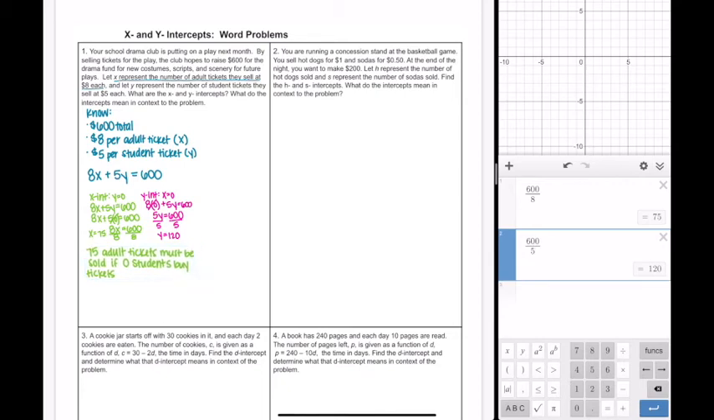Okay, now let's interpret the y-intercept. So y was 120, or the number of student tickets was 120, when the number of adult tickets, or x, was 0. So 120 student tickets must be sold if 0 adults buy tickets.